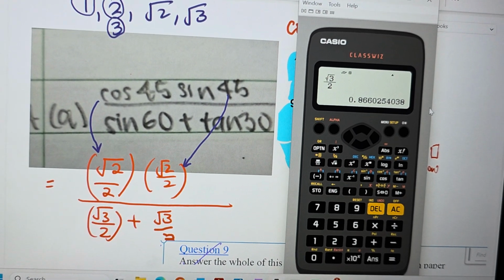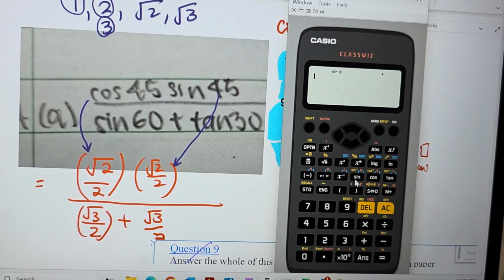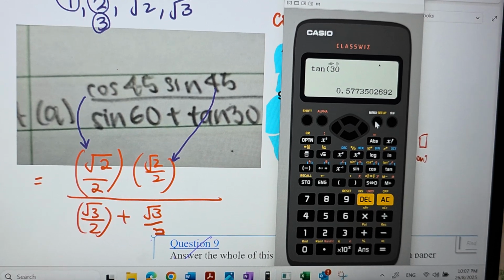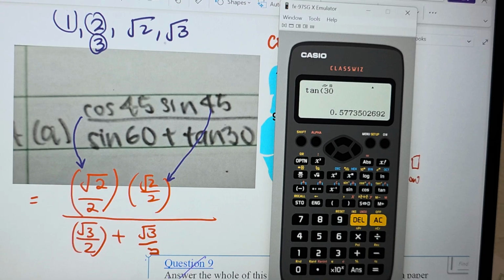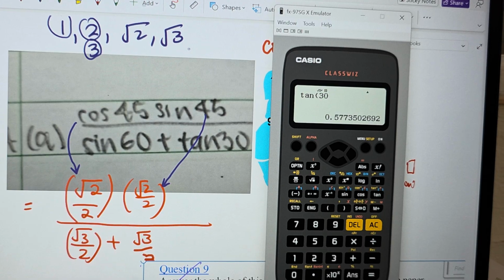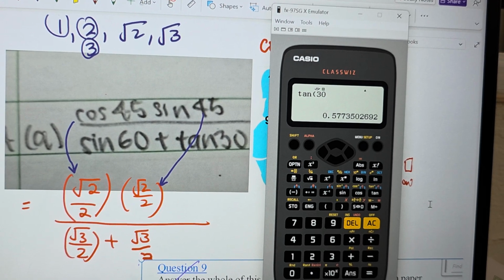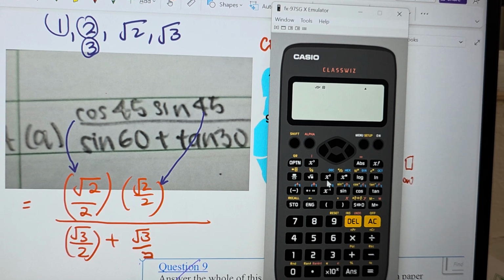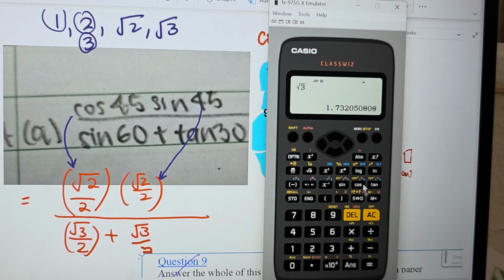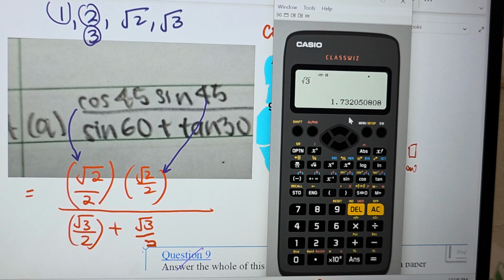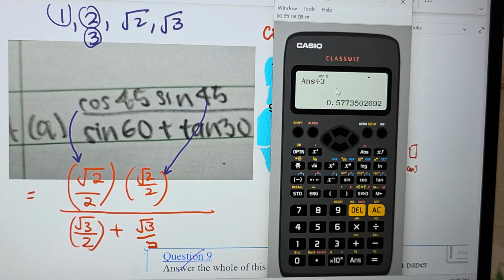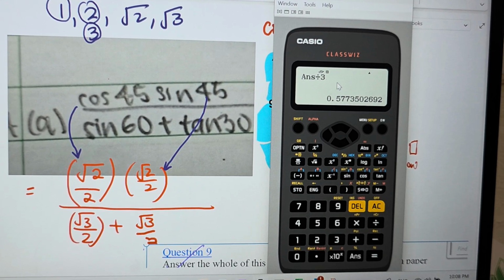Now let's take a look at tangent 30. When you press the calculator, oh dear, you get a smaller number. Just now we had square root 2 over 2, square root 3 over 2. So now you try square root 3. Square root 3, equals, then you divide by 3. You will get the number that you saw just now. Actually, it came from here.